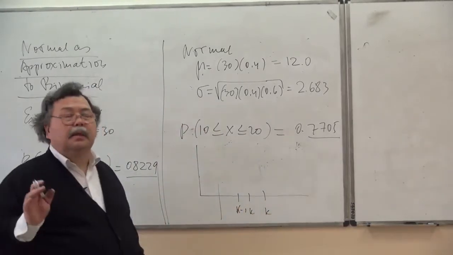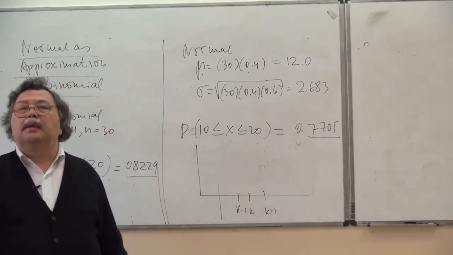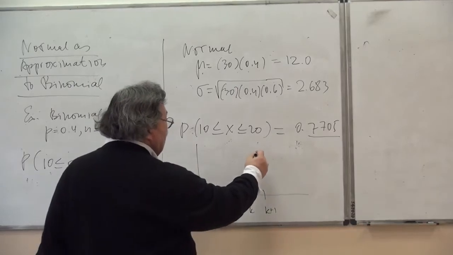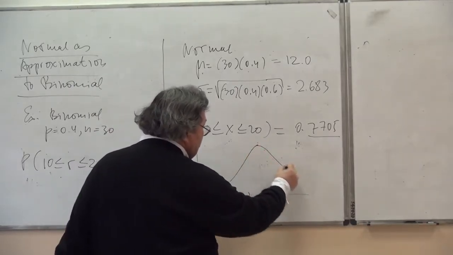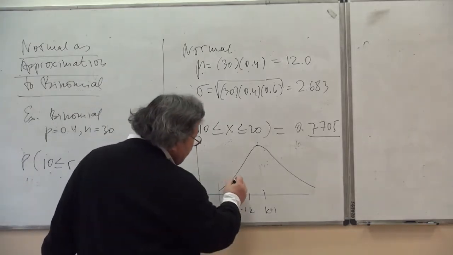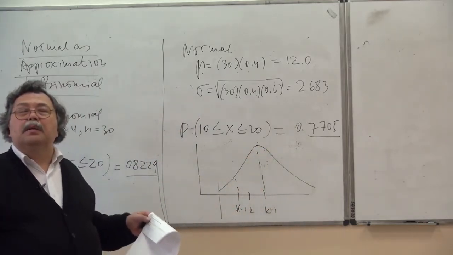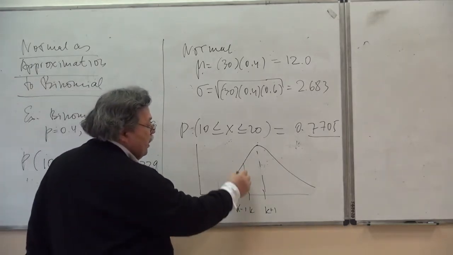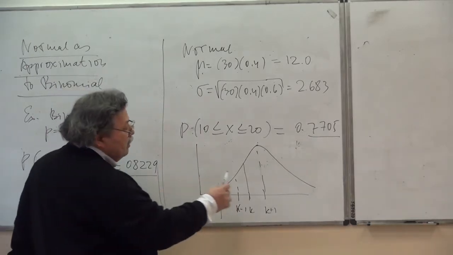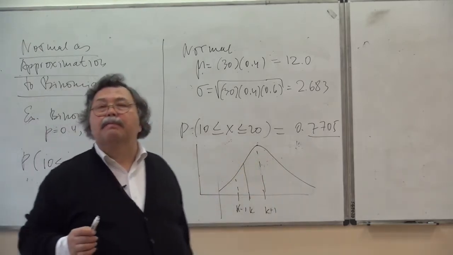Well, let these k minus 1, k, k plus 1 be 3 consecutive values in the binomial distribution. And this is an approximating normal. Question: what should be associated with the sum of these 3 binomial probabilities? It should be associated with the area under this curve between k minus 1 and k plus 1, for example.